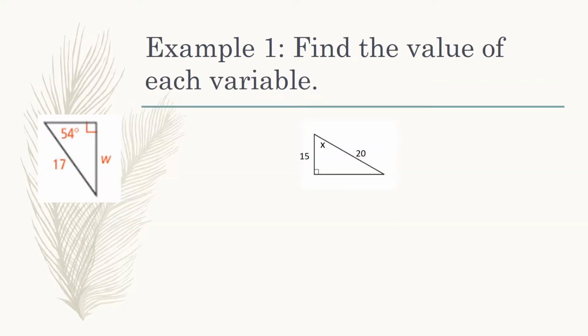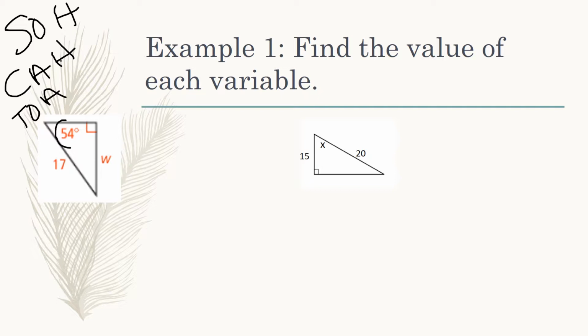Example 1 is finding the value of each variable. So we want to find the value of W here. So we're going to use the trig functions. If you remember SOH CAH TOA, we want to know which of these to use. So if I have the angle 54, 17 is our hypotenuse and W is our opposite side. So if I have opposite and hypotenuse, I want to use sine. So I'm going to use the sine is equal to the opposite over the hypotenuse. So the sine of 54 is equal to the opposite, which is W, over our hypotenuse, which is 17.